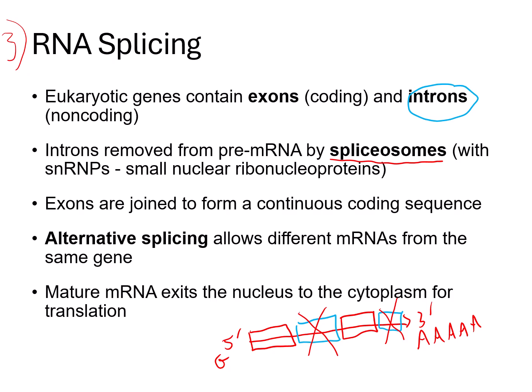We'll see that they contain small nuclear ribonucleoproteins as well. Exons will be joined together to form a continuous coding sequence, and I'll also show you how introns can be spliced in different ways, called alternative splicing, to generate different messenger RNAs from a single gene. Finally, when all three steps are done, the G cap, the poly A tail, and the splicing, the mature messenger RNA is ready to leave the nucleus and enter the cytoplasm for translation.